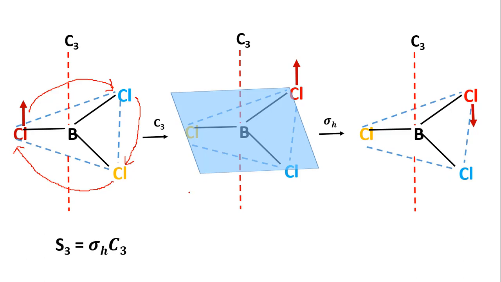If you look at S3, it is C3 followed by sigma h. First the operation on the right hand side is done, followed by the operation on the left hand side. So we should read it like this: S3 is equal to sigma h C3. Now we have considered one operation. The name of the operation is S3. When we go to the next operation, we have to start from the last arrangement which we have on the screen, that is the arrangement which we get after the sigma h. From this arrangement onwards we have to start.